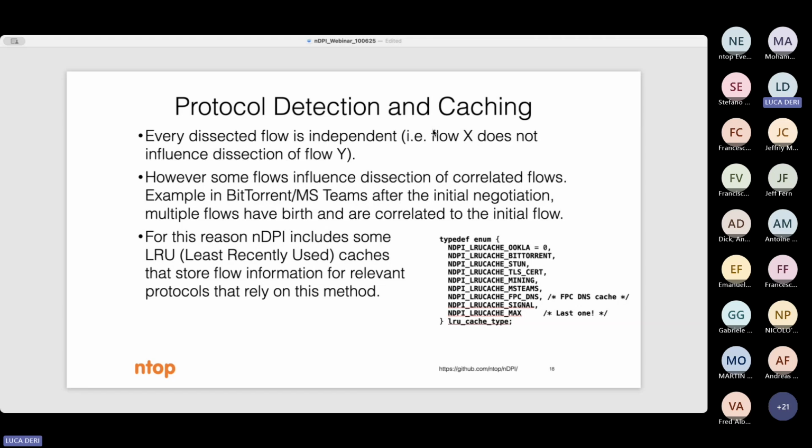So in case of BitTorrent or Microsoft Teams, for instance, we need to keep in memory, into a cache, information about the protocol. Or imagine a simple protocol such as FTP. When you start an FTP communication, the first thing you do is open the command channel, where you connect to the server, you authenticate yourself, and you start moving files, get or put, right?